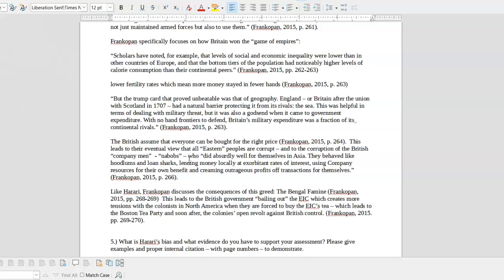The British had lower fertility rates, which meant they had more money in fewer hands. But the trump card, as he puts it, was geography. Because Britain was an island, it didn't have to maintain a large military to protect it. And this allowed it to spend much less on military expenditure than its continental rivals.